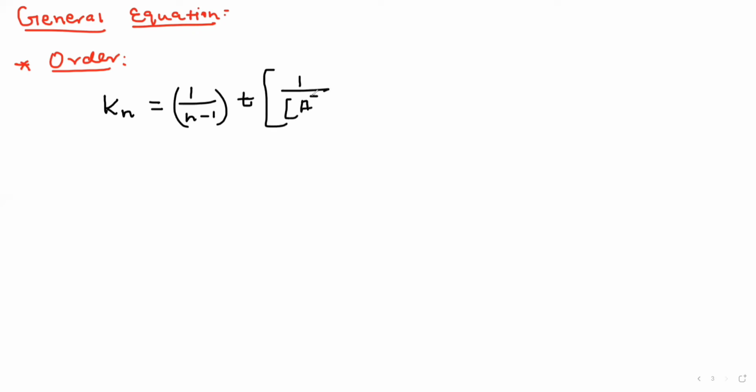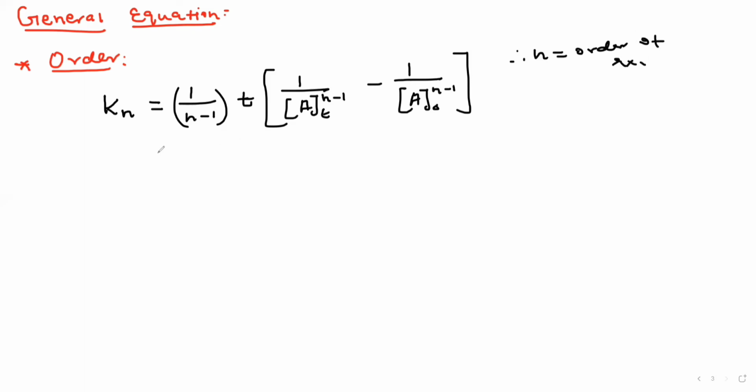Okay. 1/(At)^(n-1) minus 1/(A0)^(n-1). This is the general equation. What is n here? n is the order of reaction. Note this equation: it is applicable to all orders except first order. We do not apply it to first order. This is a general equation for the order.